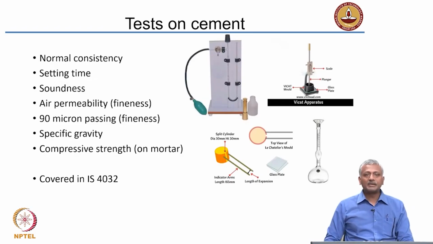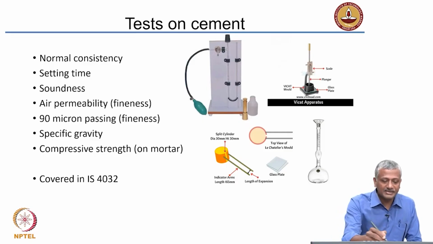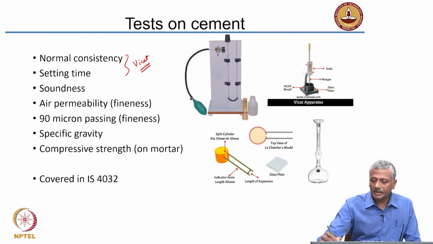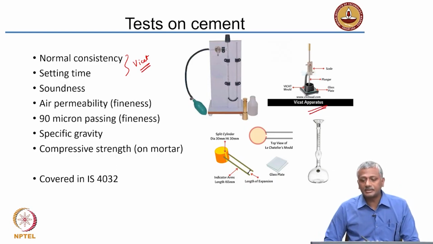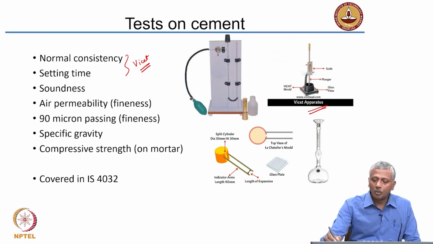I was talking previously about tests on cement. I am just showing you the same here. The normal consistency and the setting time are done with the Vicat apparatus, which is shown here. The Vicat apparatus is shown on the right side of the picture. So, you have a mold into which you mix your cement paste and put it inside.